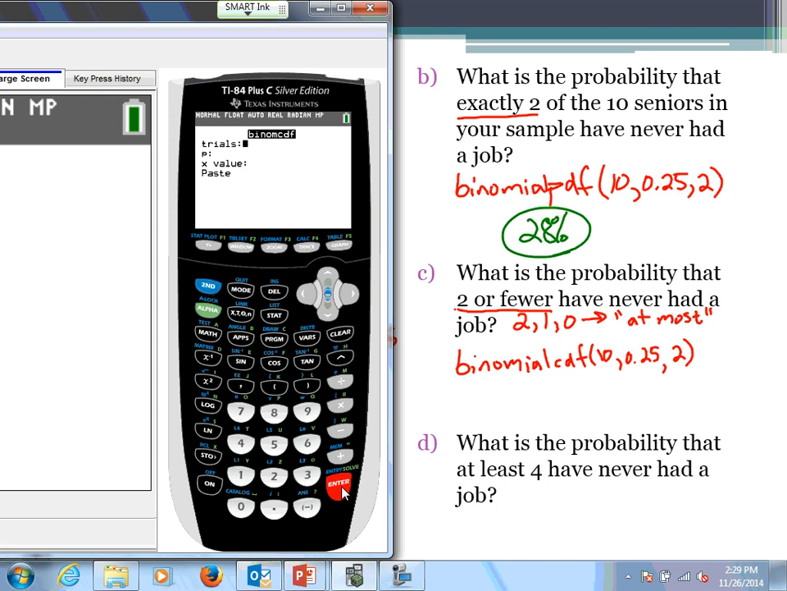So I'm going to choose my CDF. My number of trials is 10. My probability of success, again, is 0.25. My K value is still the same. It's 2. I'm going to hit paste.